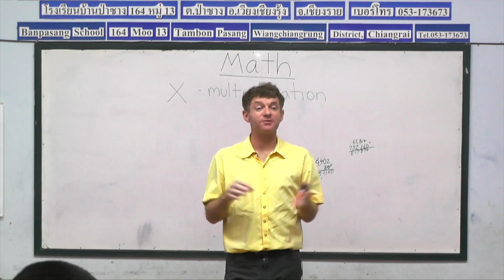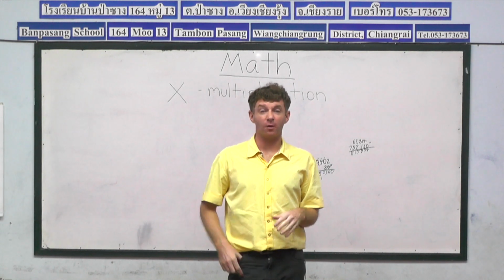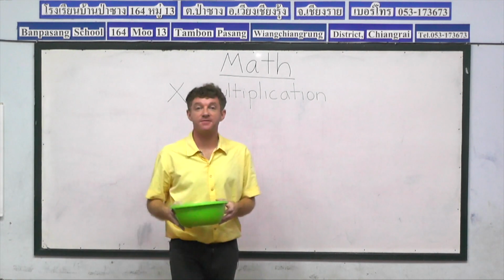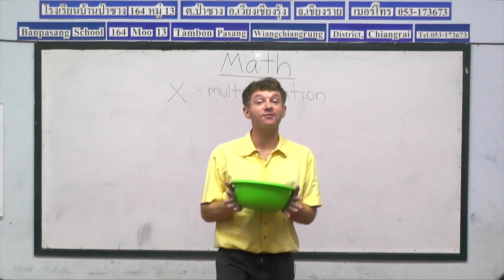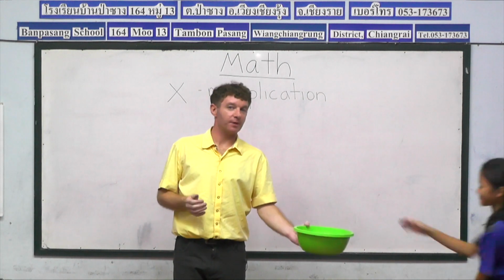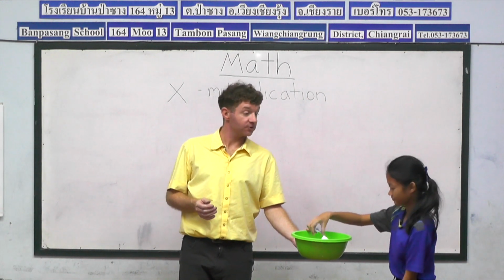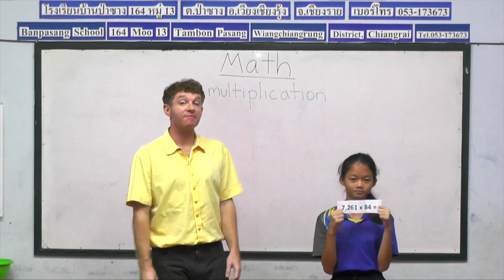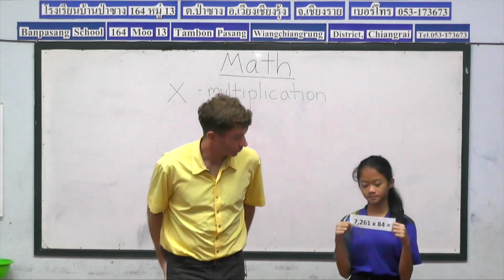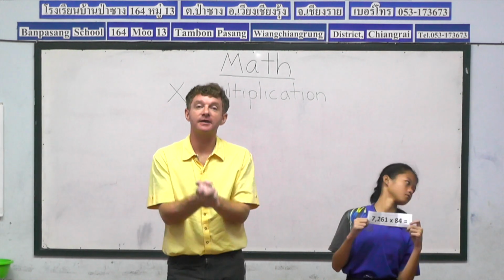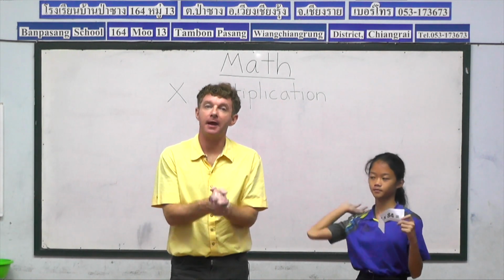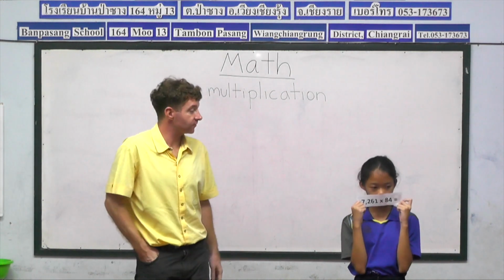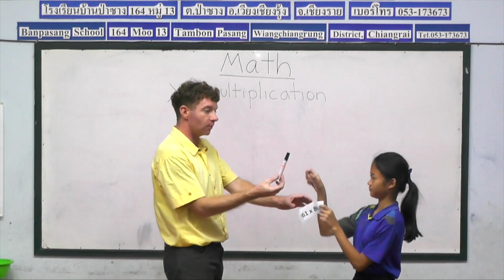And now these sums are getting quite long because they're involving lots of numbers. But let's do one more together. I would like to invite Dan. Come and join me at the front of class. And Dan will pick a multiplication sum and show it to your friends. We have 7,261 multiplied by 84. So first thing to do, Dan, let's write our problem on the board.